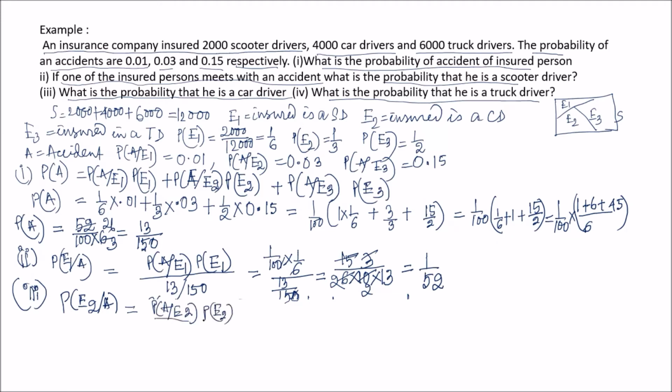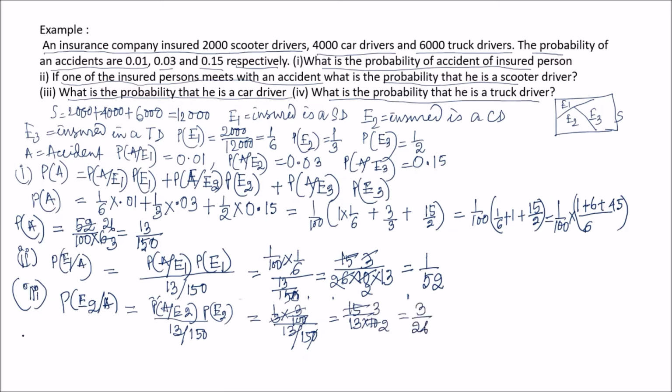That will be your 13 by 150. We have already found it out. It is 1 by 3 into your 3 by 100 upon 13 by 150. So the zeros cancel, the 3s cancel. It will be 15 by 13 into 10. You can simplify this, 5 three times, 5 two times. So this will be 3 by 26.